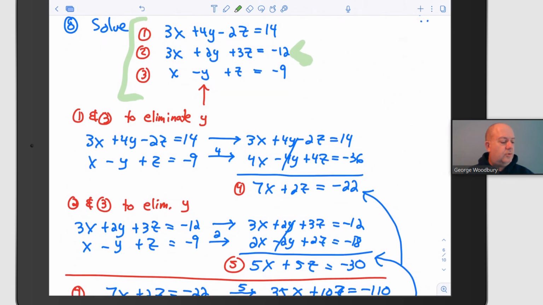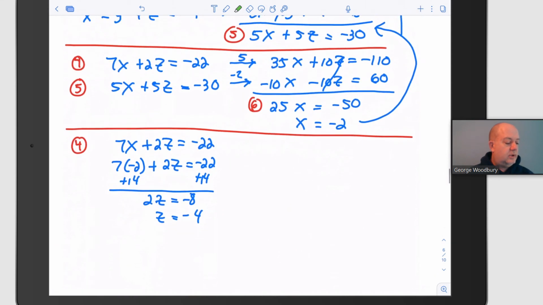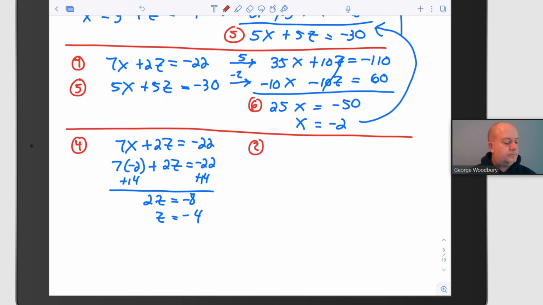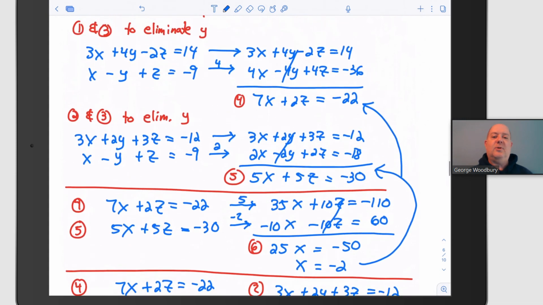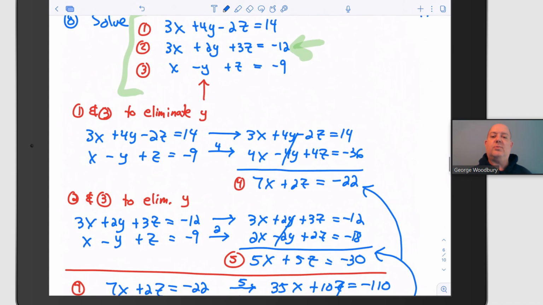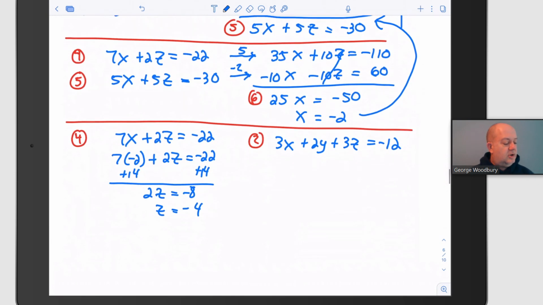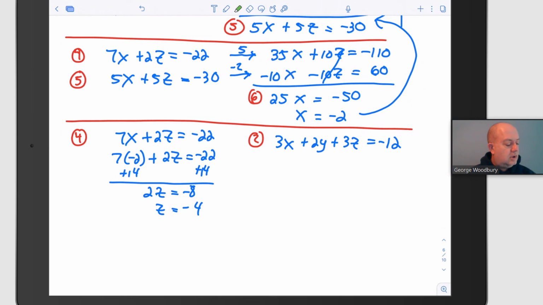So I'm going to use this equation, 3x plus 2y plus 3z equals negative 12. I don't have it where I can view it, so I just want to make sure I copy that right. 3x plus 2y plus 3z equals negative 12. Got it? I'm going to take my two solutions of negative 2 and negative 4 for x and z, and I'm going to put them into this equation.